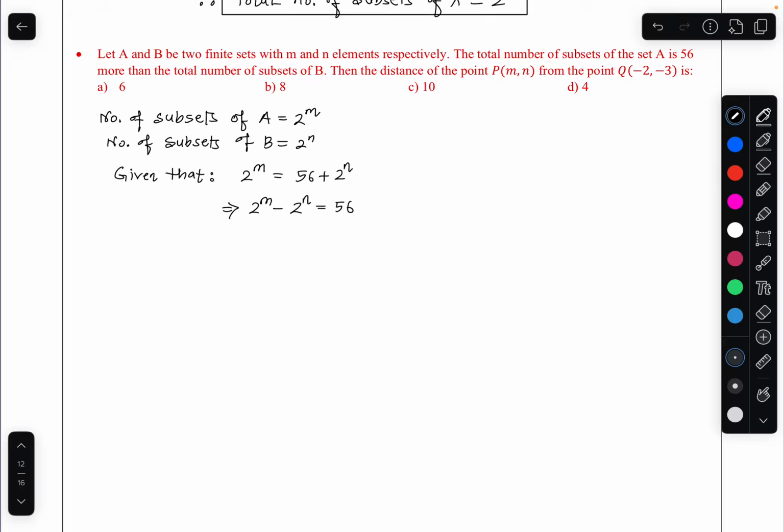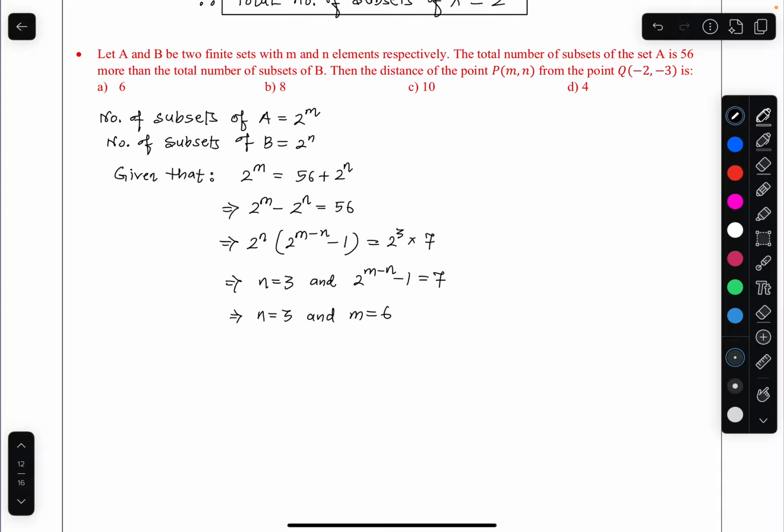M is supposed to be a larger quantity because of this relation. So I'll have 2 power n times 2 power m minus n minus 1 is equal to 56, which can be factored as 2 cube into 7. And then I can do a comparison here. n would be equal to 3 and 2 power m minus n would be equal to 7. Now since I already have the value of n as 3, m will come out to be 6 here.